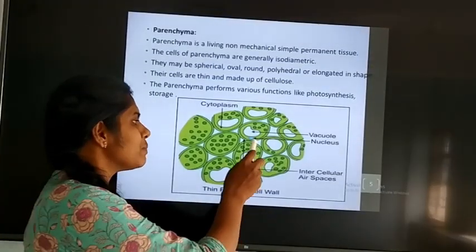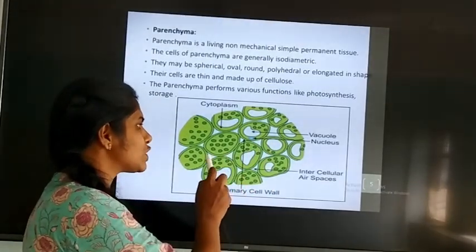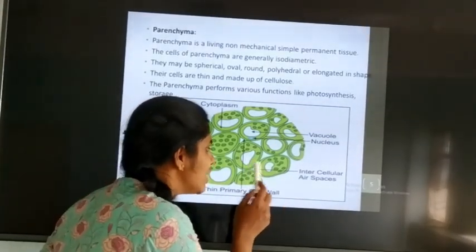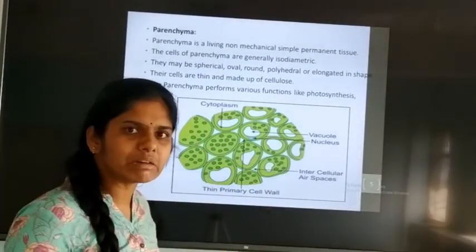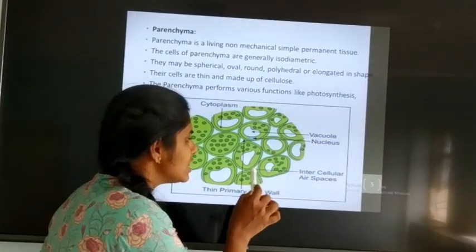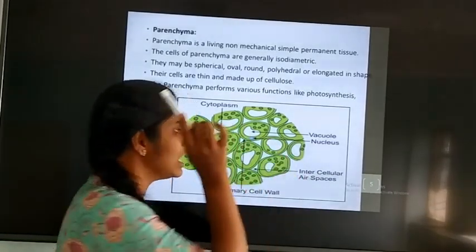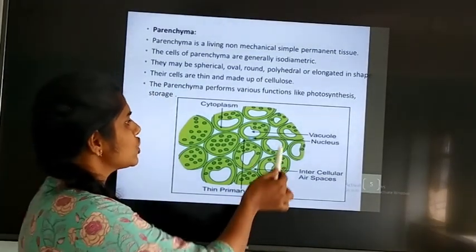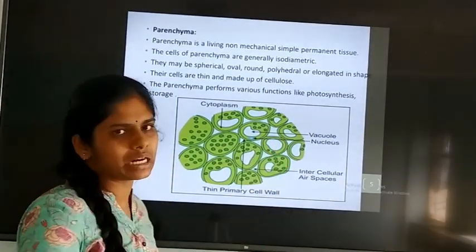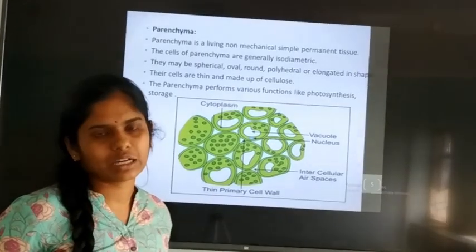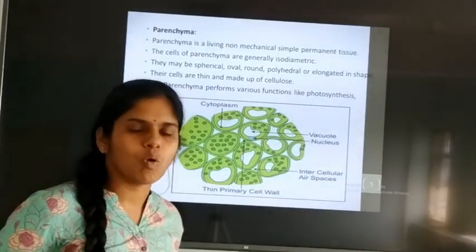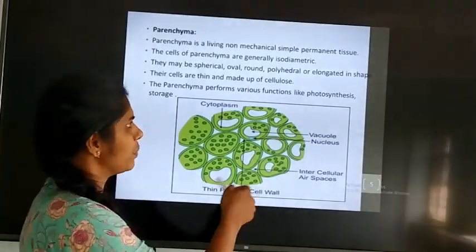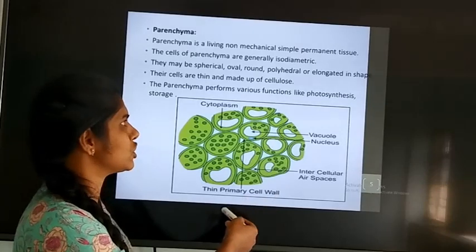And there is a presence of intercellular space. The intercellular space occurs in between the cells. In parenchyma, in between the cells, there is a presence of space called the intercellular space. Next, the shape. When it comes to the shape of the parenchyma cell, it is spherical, oval, polygonal in shape, or polyhedral in shape.